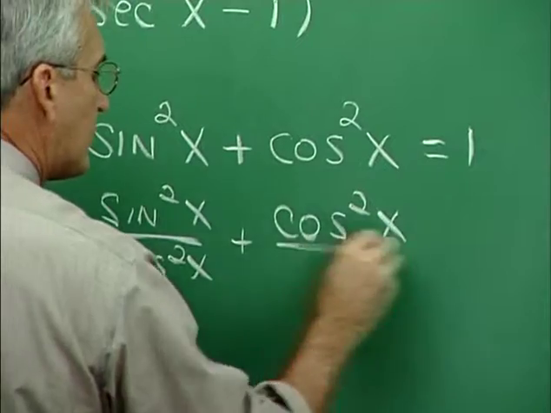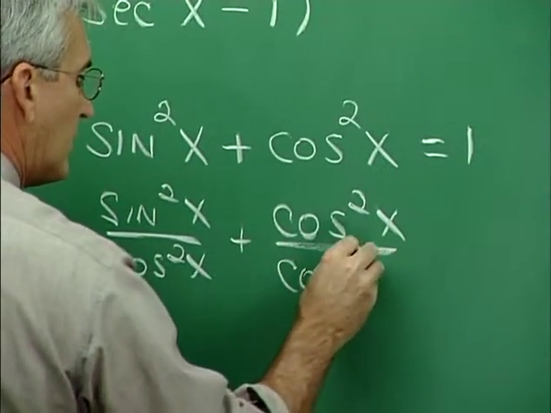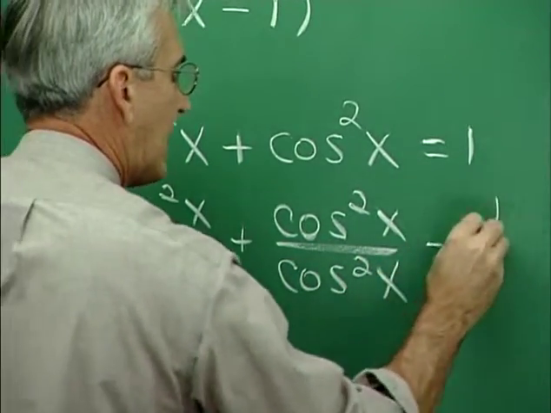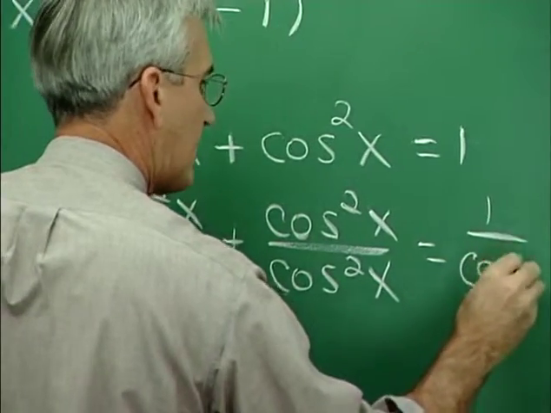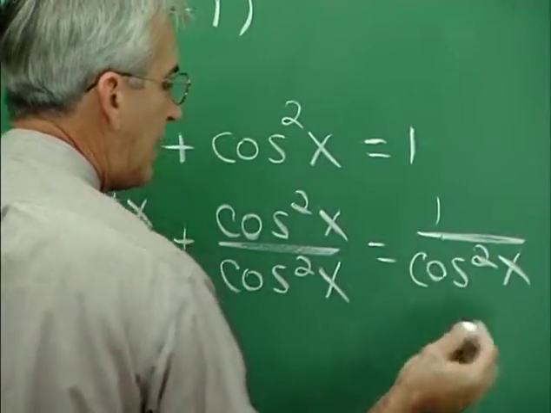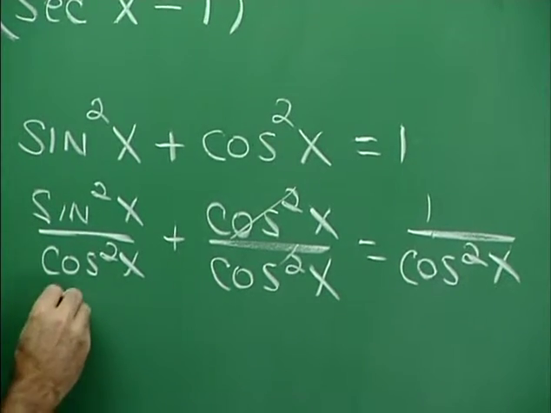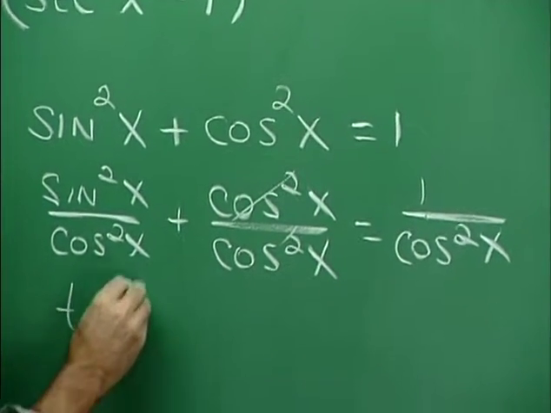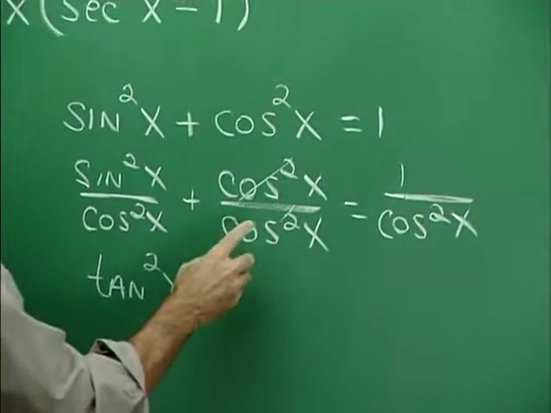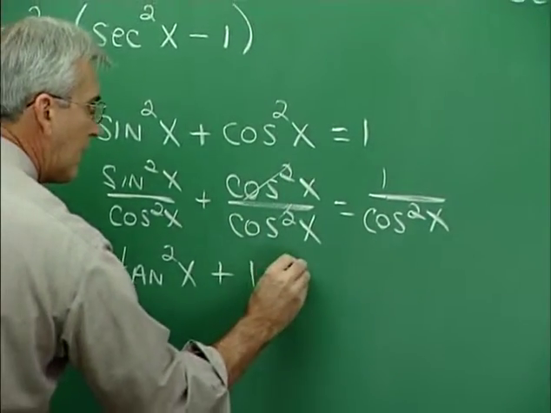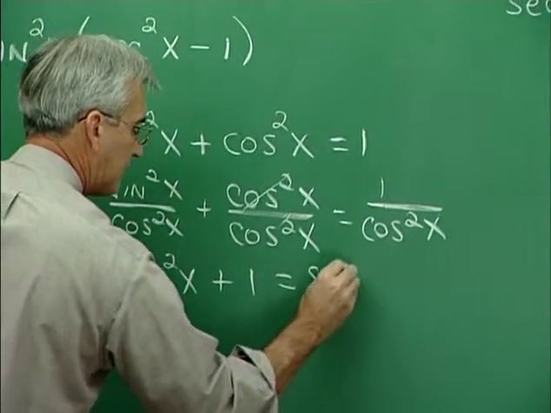Now, a lot of times you'll find yourself doing this mentally. You don't really have to write it down. You can probably see through it in a lot of cases. But at any rate, we get this, and that, of course, goes out to give 1. And this is tangent squared x, and this is 1, and this is secant squared.